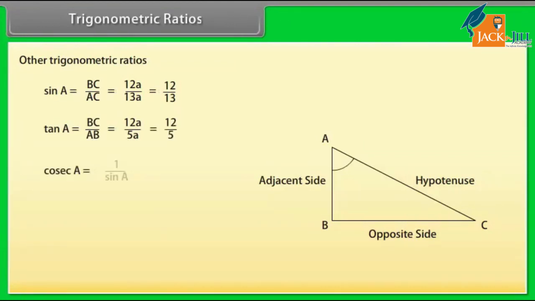Cosec A is equal to 1 upon sin A, which is equal to 13 upon 12. Sec A is equal to 1 upon cos A, which is equal to 13 upon 5. Cot A is equal to 1 upon tan A, which is equal to 5 upon 12.